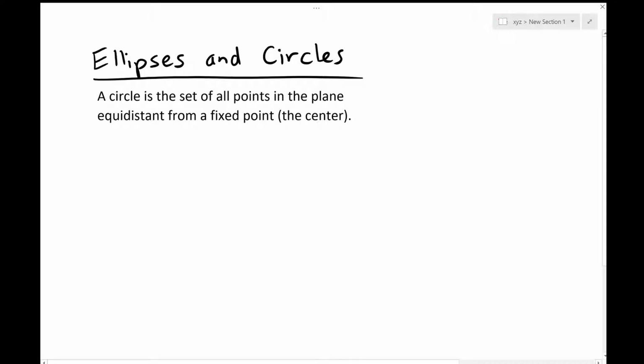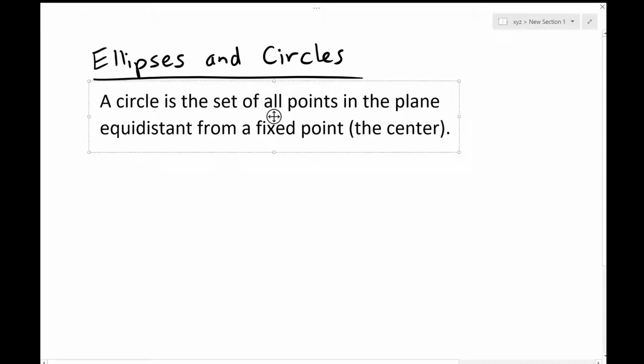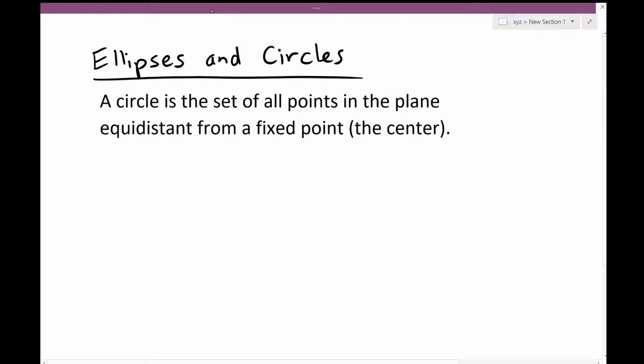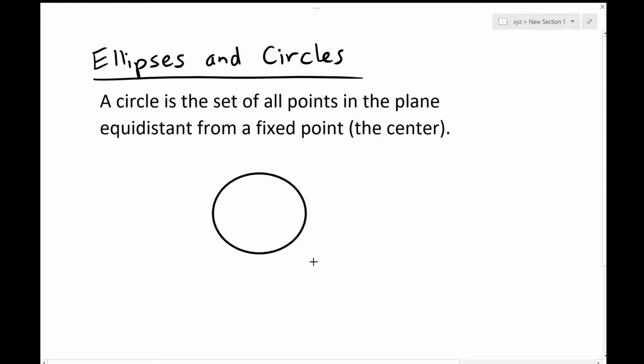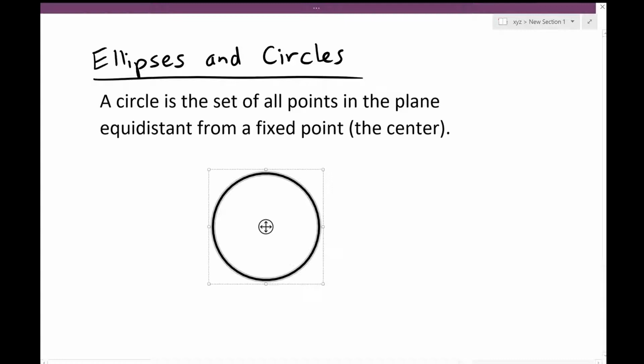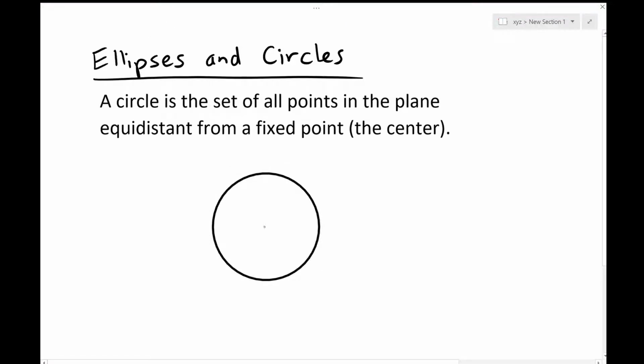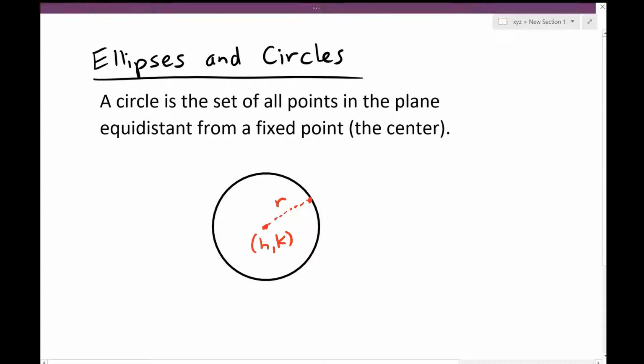So we want to recall that a circle is just the set of all points in the plane equidistant from a fixed point, which we call the center. So when we look at the graph of a circle, we have a point right in the middle here, the center, and ordinarily that point is denoted by the coordinates h and k. And so the circle itself is just the set of all points that are equidistant from this point. So when we look at the distance from the center to a point on the circle, that distance, of course, is the radius, which we call r.